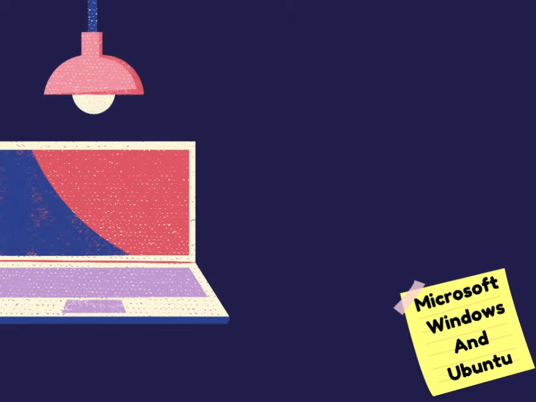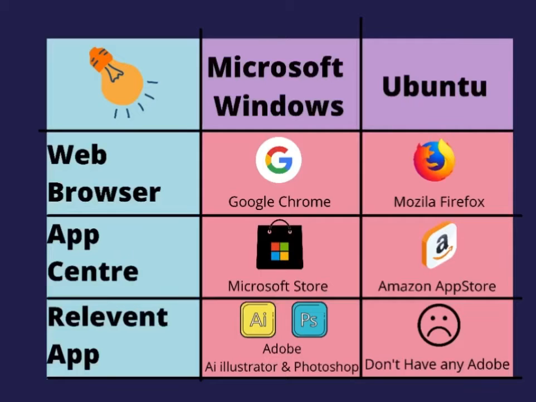Next, I will explain about the default software, or what we call applications, provided in Ubuntu. This table shows the applications or software provided in two different operating systems. As we can see, Microsoft Windows and Ubuntu are being compared. Now, we start with the web browser.